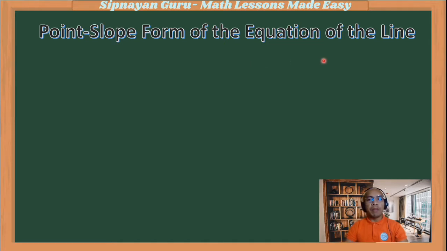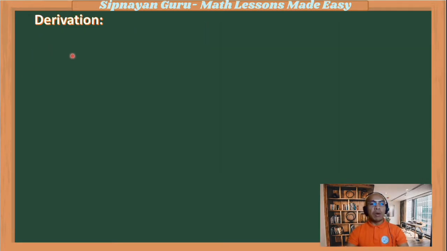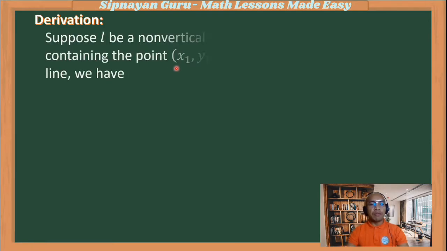Point-slope form of the equation of the line. Another way of finding the equation of the line given the slope and a point is by using the point-slope form of the equation of the line. Now let's derive the point-slope form formula.